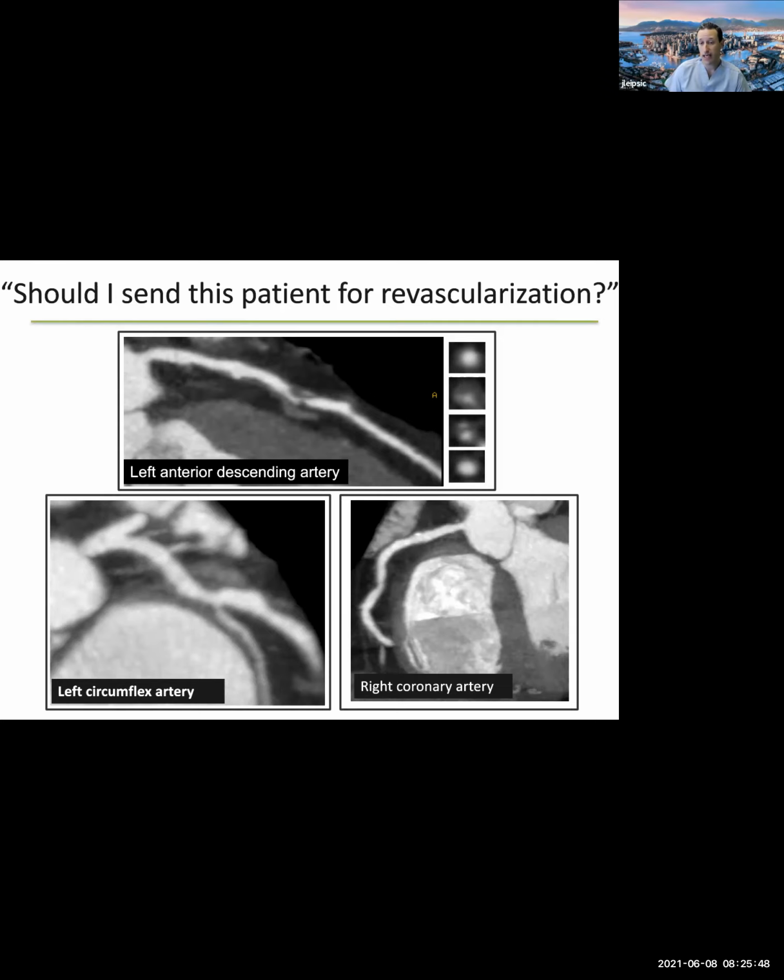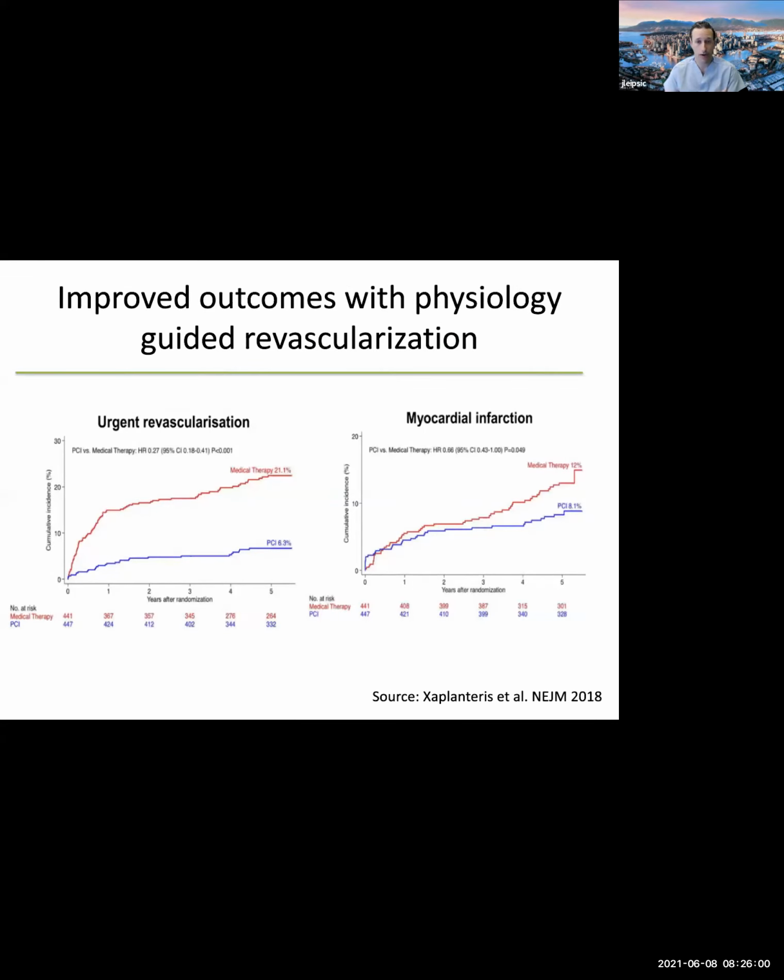And they were right to ask me that question because, of course, as an anatomical test, we know that the totality of randomized data to date does not support revascularization on the basis of anatomy alone. And we know that the gold standard for guiding revascularization is invasive physiology, whether it's instantaneous wave-free ratio or hyperemic fractional flow reserve. This is data from the FFR trial FAME2, where patients with abnormal FFR, defined by a threshold of 0.8 or below, were randomized between medical therapy versus revascularization.